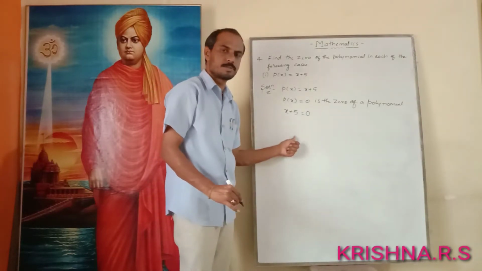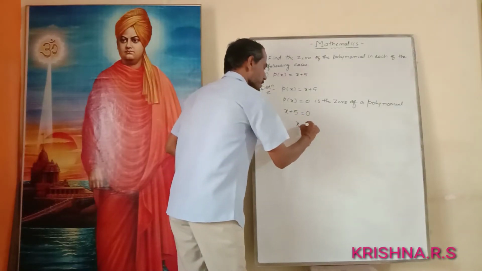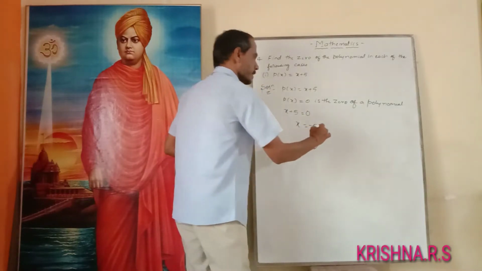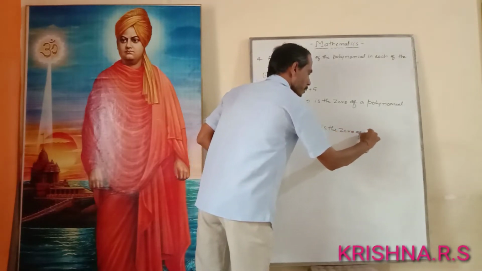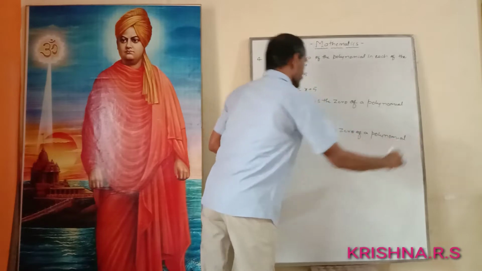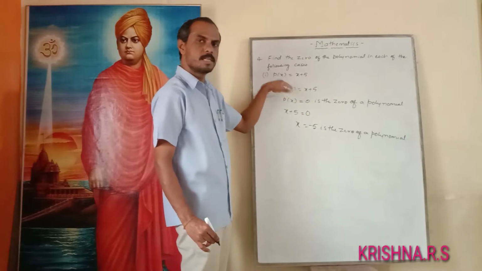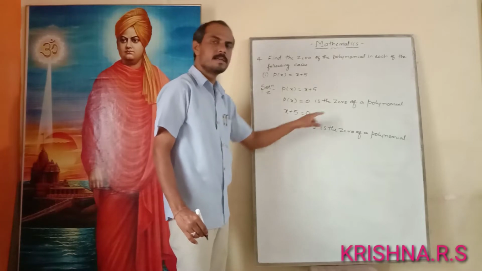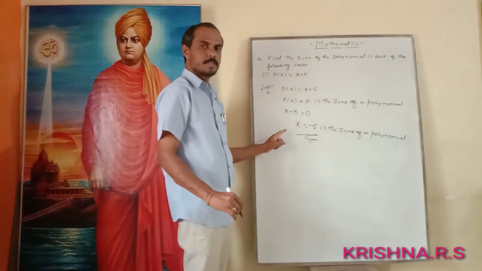Simplification. We want x equal to a solution. Plus 5 goes to the RHS, where plus becomes minus: x is equal to minus 5. x is equal to minus 5 is the zero of the polynomial. For P of x is equal to x plus 5, the zero of the polynomial is x equal to minus 5. Are you understood? I hope you understood this one.